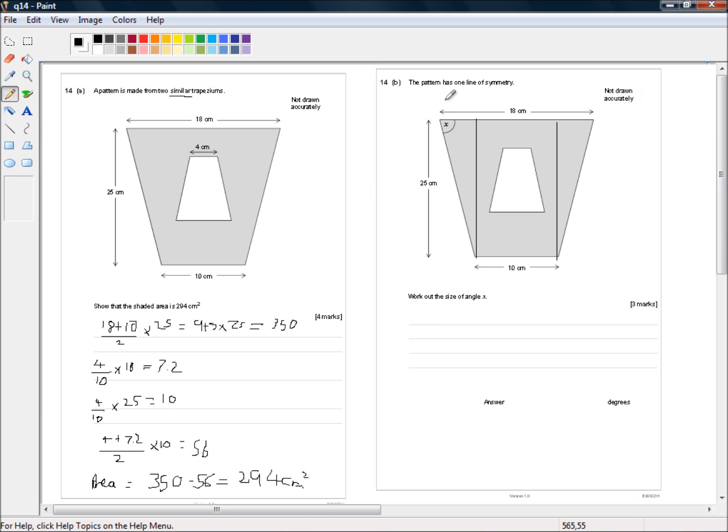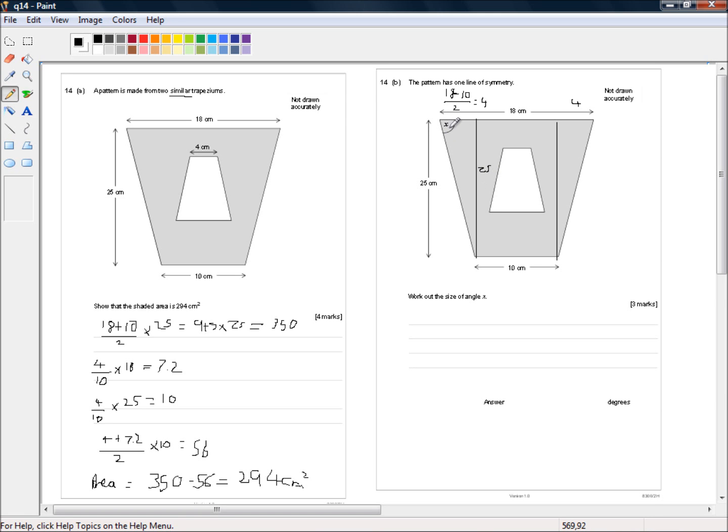So this is 18 minus 10 over 2, which is 4 centimetres. And of course this will be 4 centimetres as well. Okay, and this of course is 25 centimetres.